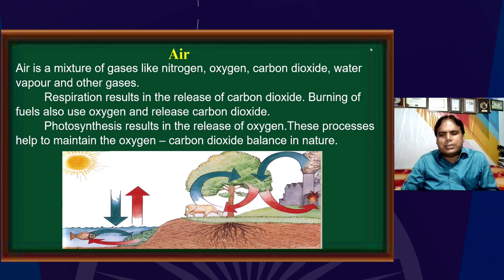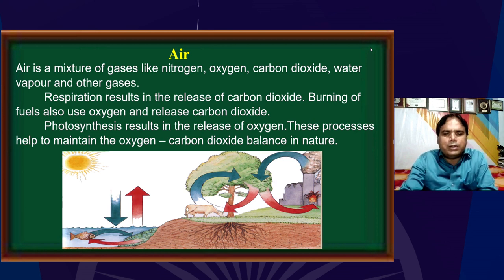During photosynthesis, carbon dioxide is used by the plant through the stomata, and carbon dioxide together with water, in the presence of chlorophyll and sunlight, forms food in the form of glucose, and oxygen is released. The photosynthesis process only takes place in green plants, and carbon dioxide is released in the atmosphere, and in this way the oxygen and carbon dioxide balance is created in nature. So respiration results in the release of carbon dioxide, and photosynthesis results in the release of oxygen.